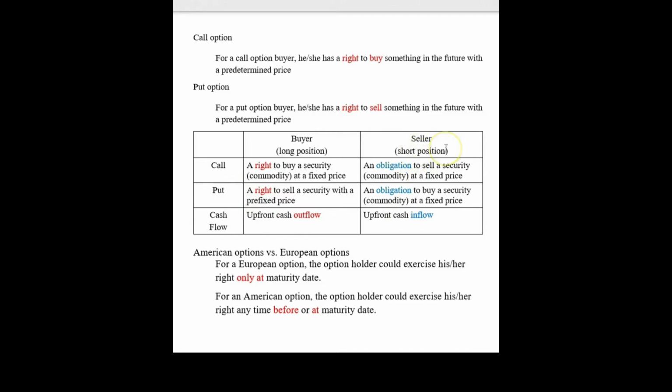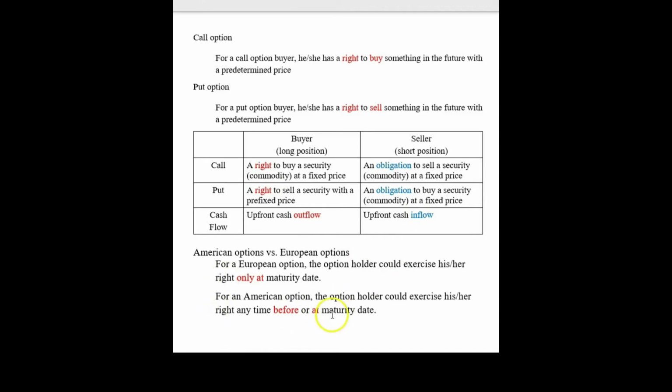They pay to have a right, so they have a right both ways. When they sell, for the seller, they have obligation. They have cash inflow. At the same time, they have an obligation. Buyer is called long position, seller called short position. You pay, you have a right. You have cash inflow, then you bear obligation.